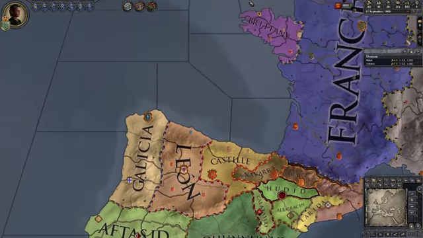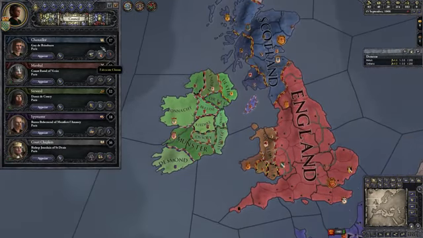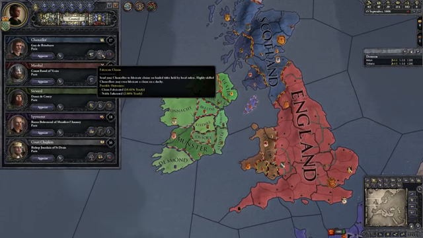Now, when you use the fabricate plot, the fabricate claims character ambition or counselor activity here, that's going to create a strong claim that's not inheritable. So you have to actually attack one time at least, whether it ends in white peace or victory or anything. Even if it ends inconclusively, then it will become an inheritable claim.